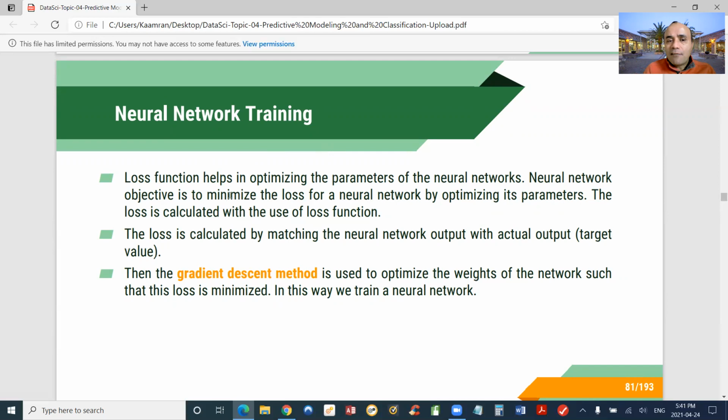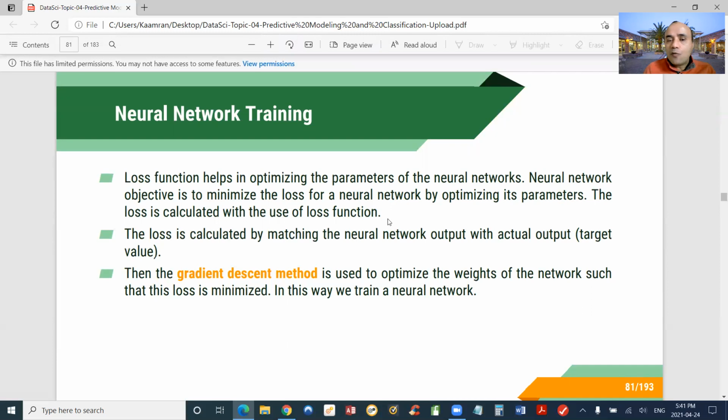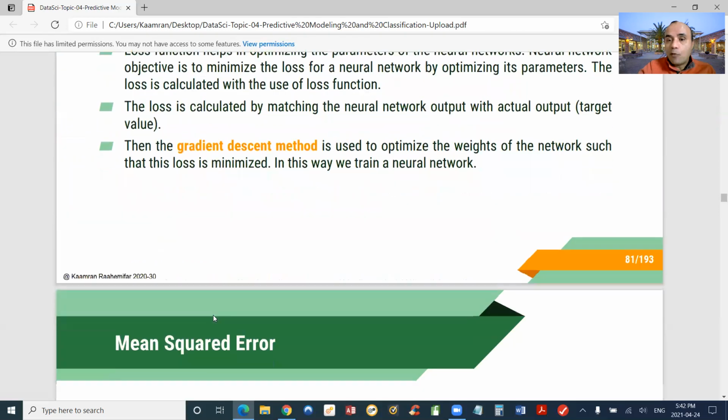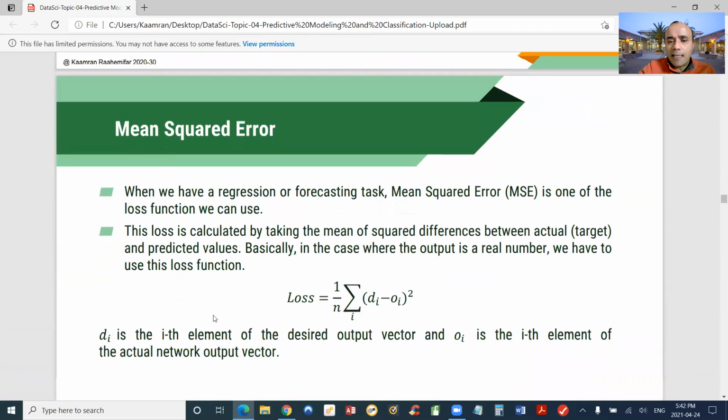The neural network's objective is to minimize the loss by optimizing its parameters, the Ws. The loss is calculated with the use of a loss function, by matching the neural network output with the actual output, the target value. Then we are going to use what we call the gradient descent technique to manipulate the W. We will talk about that very briefly in a moment.